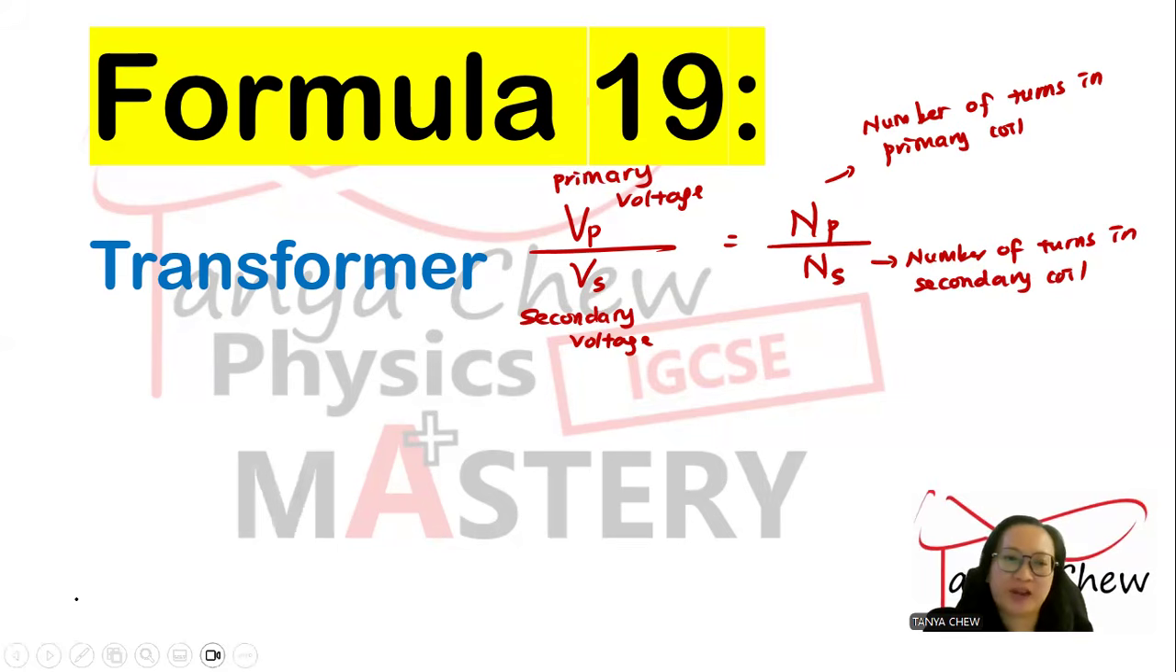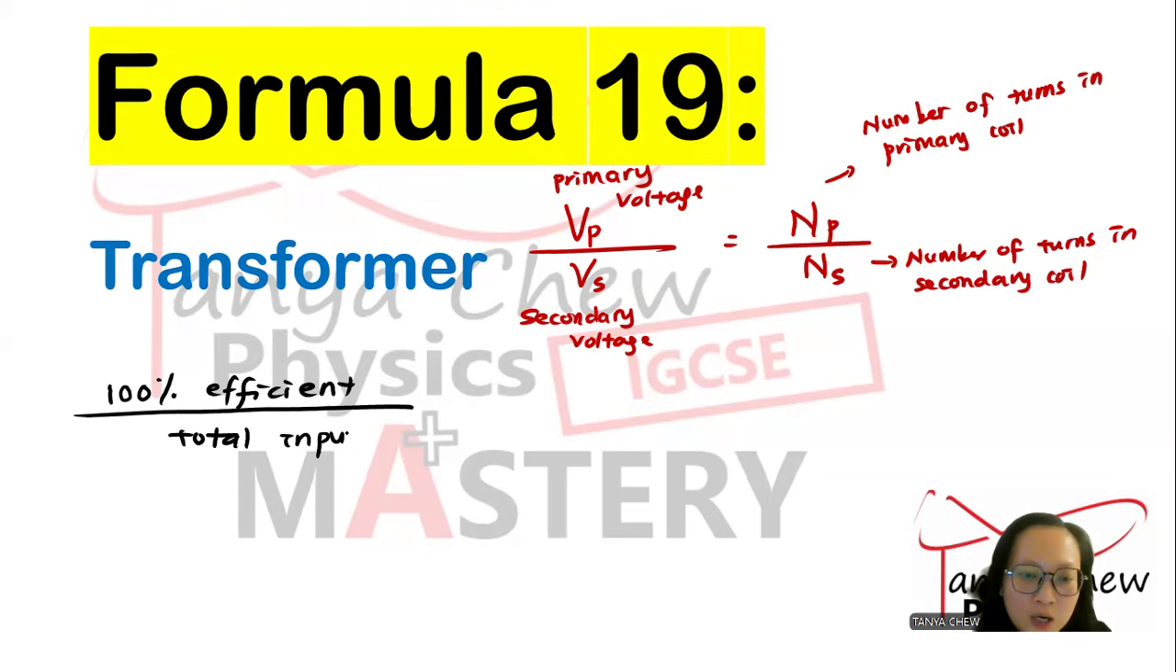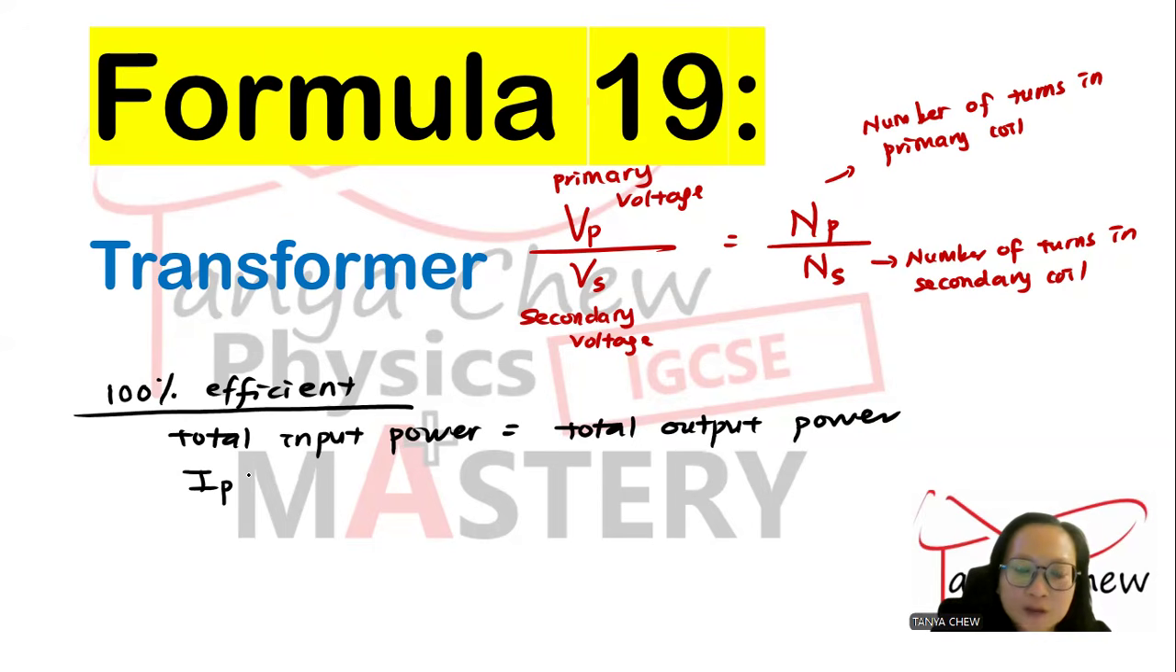Now, if the question mentions the transformer is 100% efficient, I also want you to remember this. 100% efficient means that the total input power of the transformer is equal to the total output power. Total input power is related to the primary: current in the primary coil times voltage in the primary coil, because power is equal to IV, remember? So it's equal to current in the secondary coil times the voltage in the secondary coil.